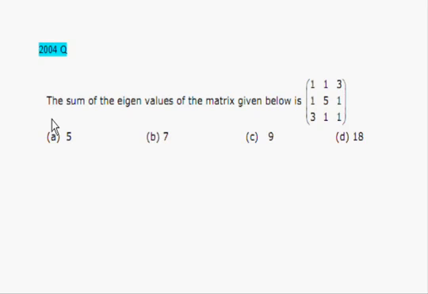This is a 2004 question. The sum of the eigenvalues of the matrix. This is very easy. Sum of the eigenvalues is always equal to the trace. And what is the trace? Trace is the sum of the leading elements of the diagonal. Means 5 plus 1 plus 1, 1 plus 5 plus 1 is equal to 7. So the sum of the eigenvalues will be 7. So B is the correct answer.